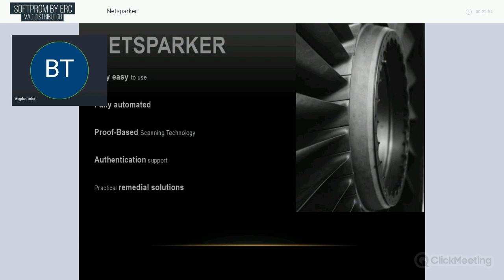Netsparker supports authentication, which means up to 12 different methods of authentication used on modern web technologies, including NTLM, login and password, captcha, HTTP headers, and others, supported in the product out of the box. You don't need to enter the credentials and send in the certificate every time for every check. It should be defined before the scanning, and the scanner will automatically apply all these methods within all 9,000 security checks of Netsparker.